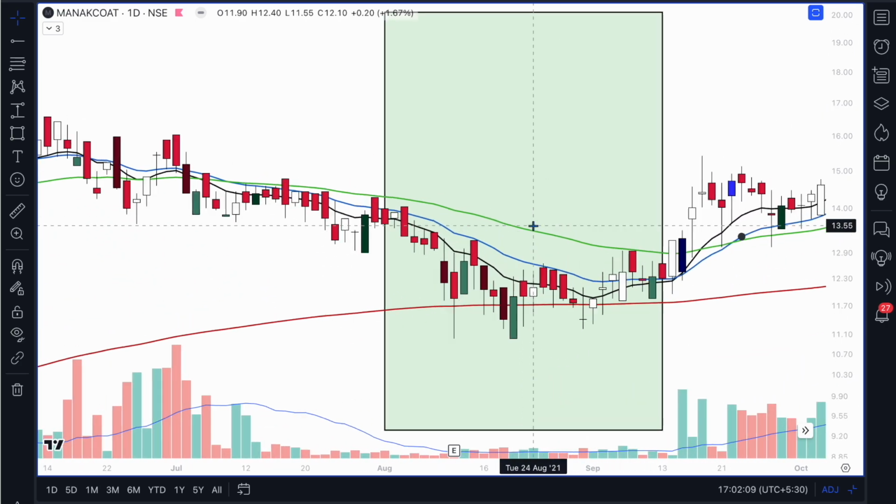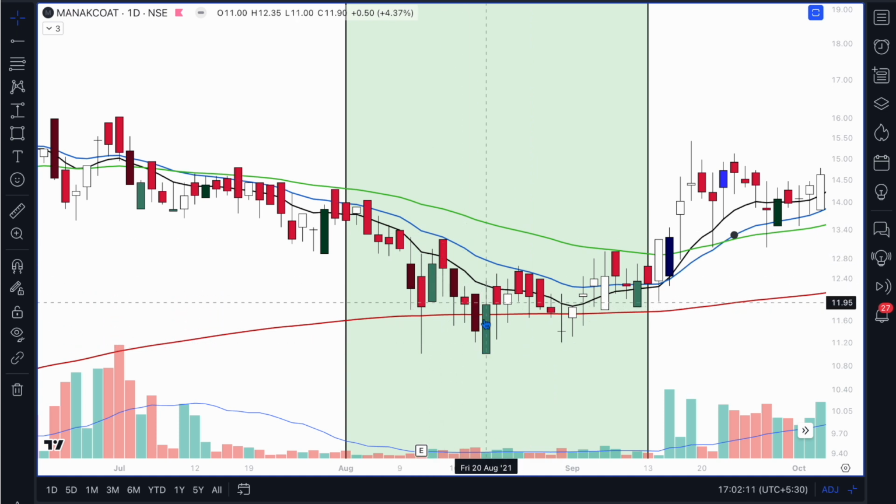Amazing. See how it is approaching, and see the kind of candles you are getting at the 200-day moving average. The stock is 4% up. The open and low are the same. And mark this area.